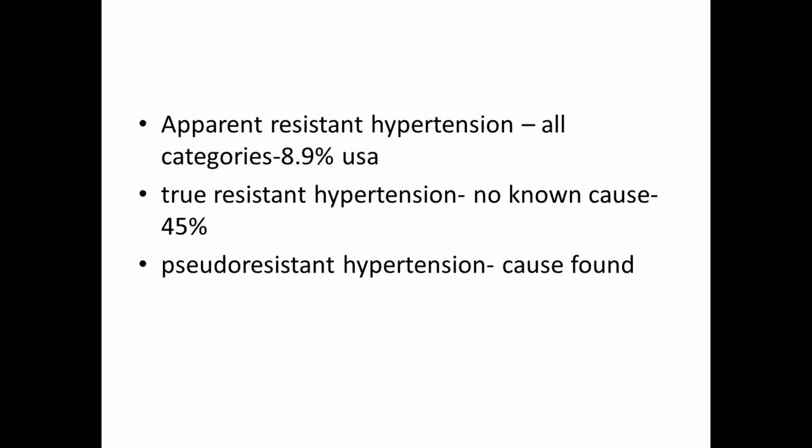Then I just look at different subtypes of resistant hypertension. There's apparent resistant hypertension and it refers to all categories, because there's actually true resistant hypertension and pseudo-resistant hypertension. So all causes of resistant hypertension are under apparent resistant hypertension, and about 8.9% of hypertensive patients in the US are said to have apparent resistant hypertension. But true resistant hypertension refers to resistant hypertension with no known or apparent cause, and about 45% of resistant hypertension are true. And pseudo-resistant hypertension, you can actually find.